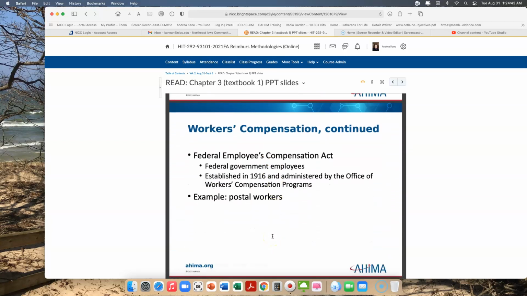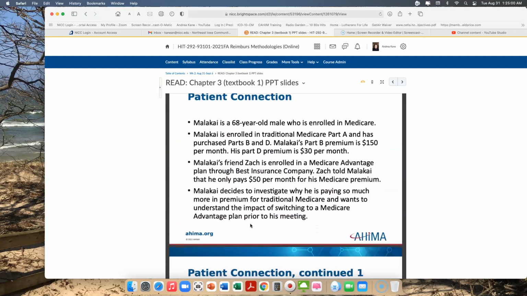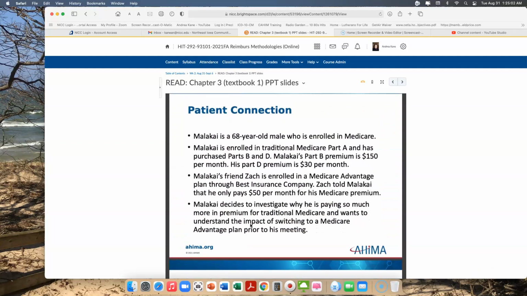So, patient connection. This is Malachi, our example patient who was enrolled in Medicare, and it's going to walk you through his situation and how to calculate his medical care. And if you want to look at this in your book, it's on pages 46 to 47. And that is it for Chapter 3. Thanks.